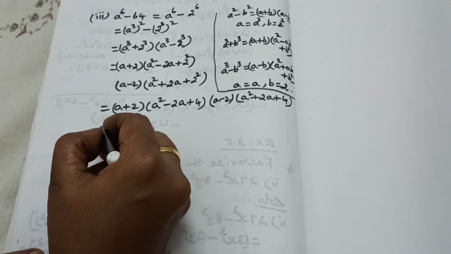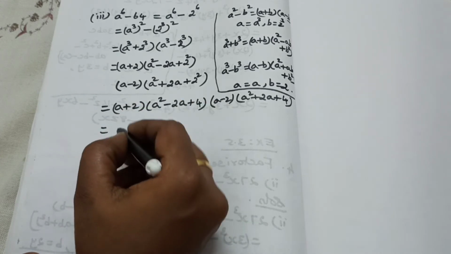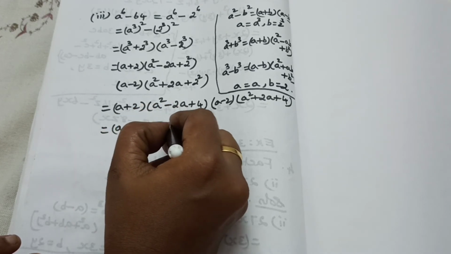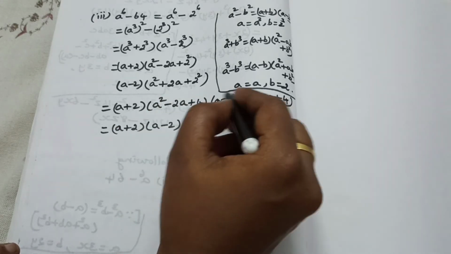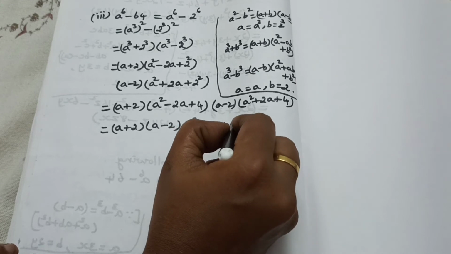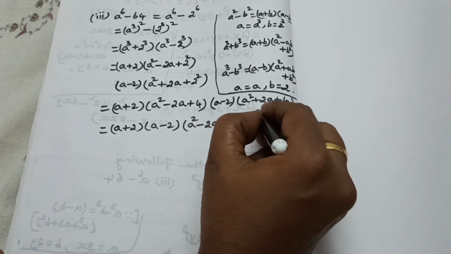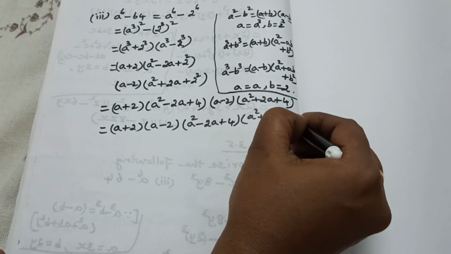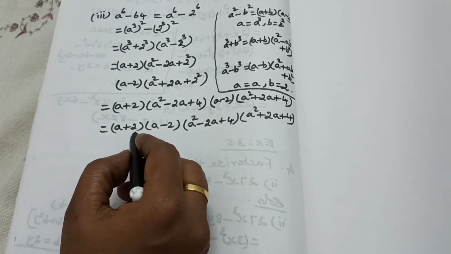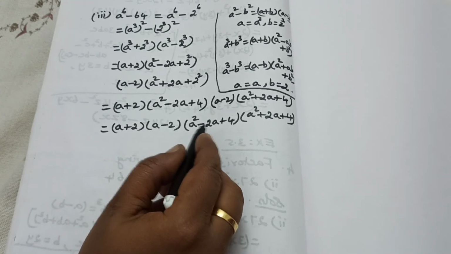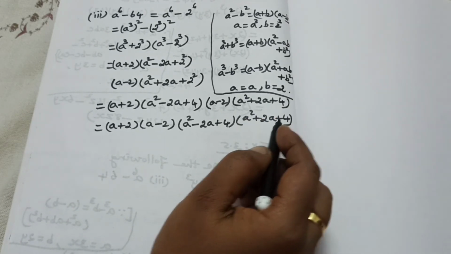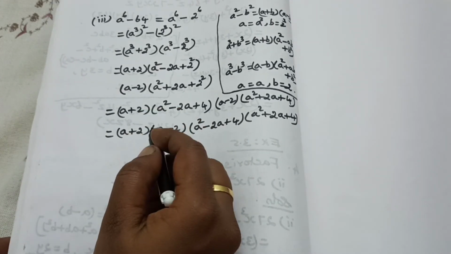Have you understood? Then shall we arrange this one? a plus 2 and a minus 2, we bring first: a plus 2 into a minus 2. Remaining these two factors we have to write: a square minus 2a plus 4 into a square plus 2a plus 4. Therefore the answer is a plus 2 into a minus 2 into a square minus 2a plus 4 into a square plus 2a plus 4. Clear?